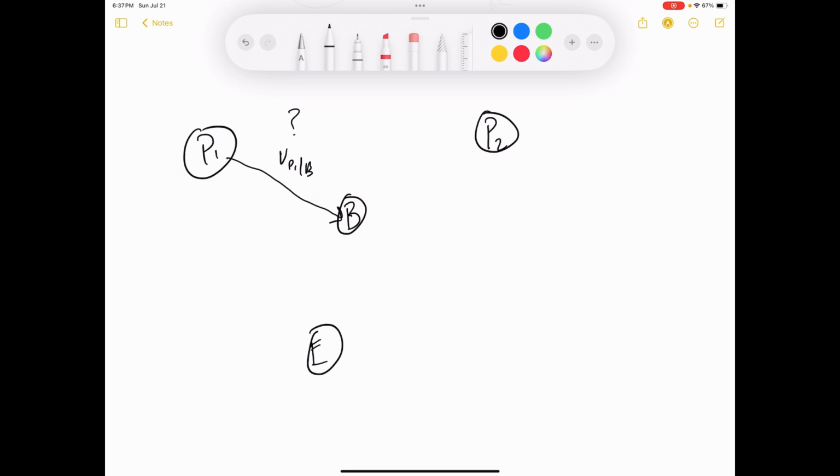But I do know that the velocity of P2 relative to the ball, I do know that one. And I do know the velocity of P2 versus the Earth. I do know that. And I know here, this is the velocity of P1 versus the Earth. So let me talk about this for a second.